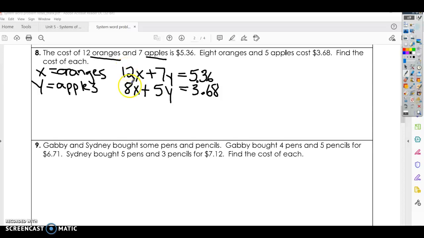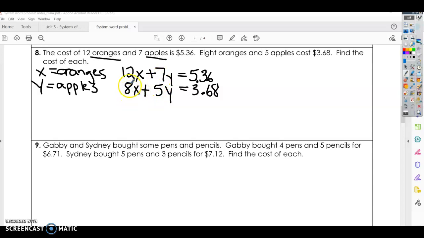So we need to look at 12, 8, 7, and 5. So none of these numbers are going to automatically eliminate. All right, and it's not really set up for substitution. So we do want to eliminate because that would be the easiest, but we're going to have to multiply in order to do that. So 12 and 8 both go into 24 evenly. These both go into 35.